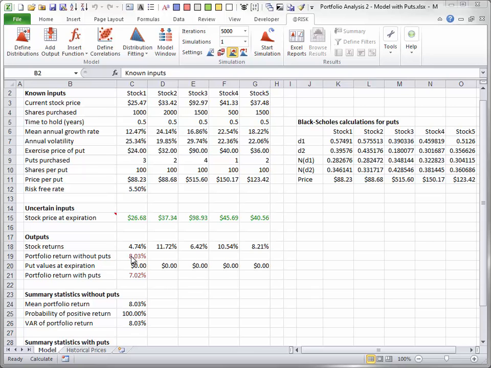The portfolio return without puts is the same as before in cell C19. The new outputs are listed in rows 20 and 21. The values in row 20 are the gains from the puts at expiration. Each is either 0, meaning that the put isn't exercised, or the difference between the final stock price and the exercise price.